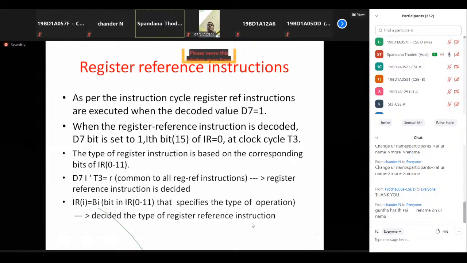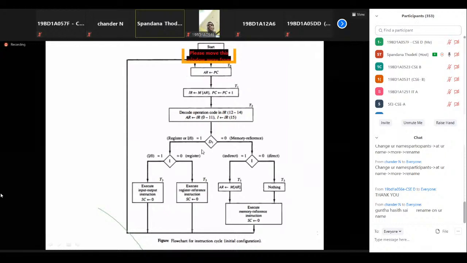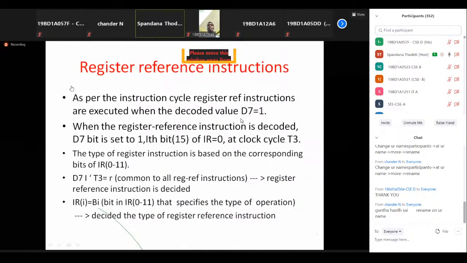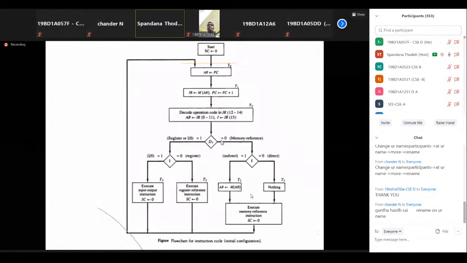How to know that the instruction is a register reference instruction? Obviously, by using the value of D7. If it is 1, then check the I bit value. If it is 0, then it is a register reference instruction, right? So when D7 equals 1, there is a possibility that the instruction may be a register reference. Once it is 1, check the I bit value. What should be the value? It should be 0. And in which clock cycle are you identifying that it is a register reference instruction? At T3.